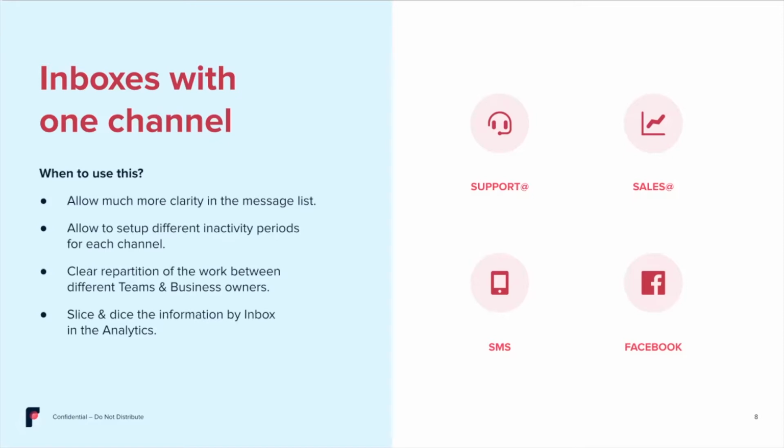This also allows for your team to have a clear partition of the work between different teams and business owners. For example, support@ is going to go into a support inbox. Sales@ is going to go into a sales inbox. You know that support works out of the support inbox and sales works out of the sales inbox. Inboxes with one channel are also a very easy way to slice and dice all of your information inside of Front Analytics.